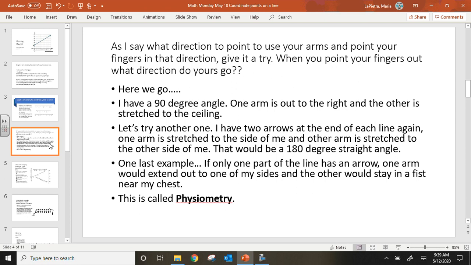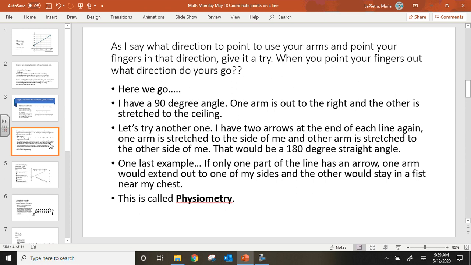When we had one facing the ceiling and one out to the side, that was a 90-degree angle. Okay, and one last example. If only one part of the line has an arrow, put one arm in a fist next to your chest, like we did at our RTI, and the other arm is straight out. That would show you that you have a line segment. This is all called geometry.